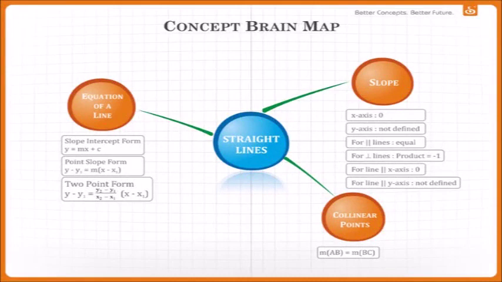Now the slope can be given as (y2 - y1) upon (x2 - x1). Now the slope of the x-axis is 0. Slope of the y-axis is not defined. Now if two lines are parallel, then the slopes are equal. If two lines are perpendicular, then the product of their slopes is -1. Now if a line is parallel to the x-axis, its slope is 0, and if a line is parallel to the y-axis, its slope is not defined.